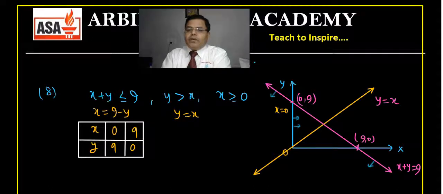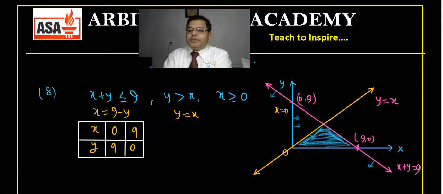If I take 9, 0, x is 9 and y is 0, then this is satisfied, since 9 is greater than 0, so the point from this side is satisfying. It is below this line and above the x-axis. So this is the region that will come out, this type of region, and since it is above the x-axis, it will be like this. It is represented here.